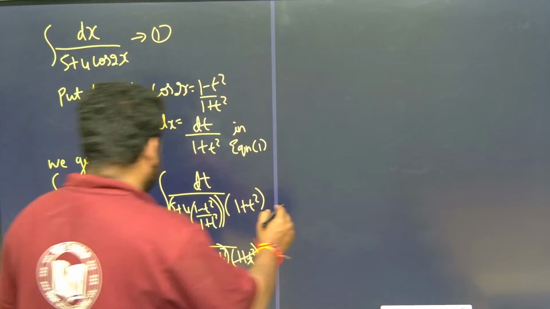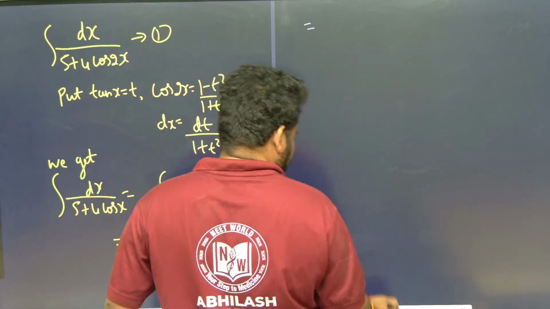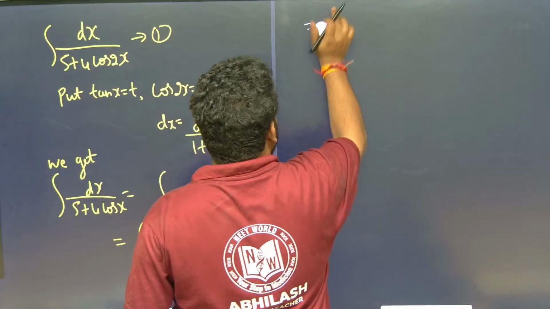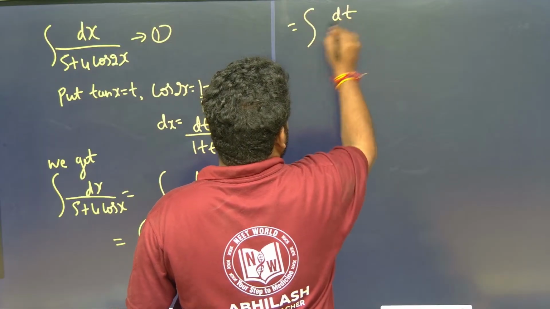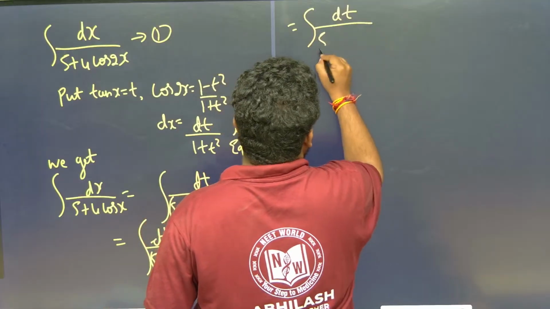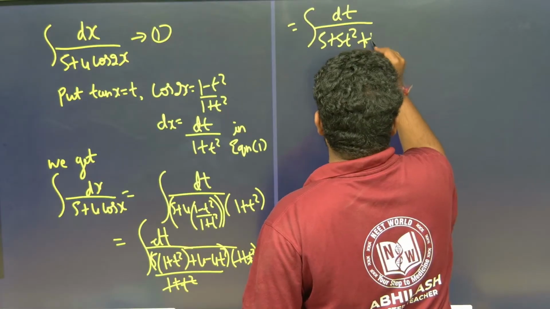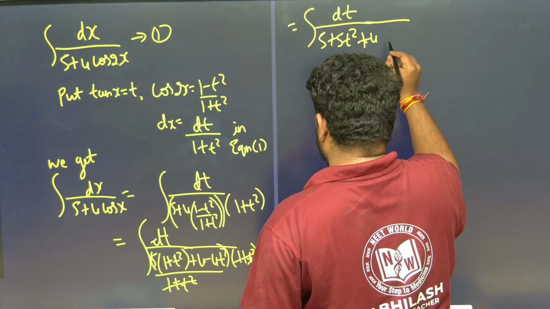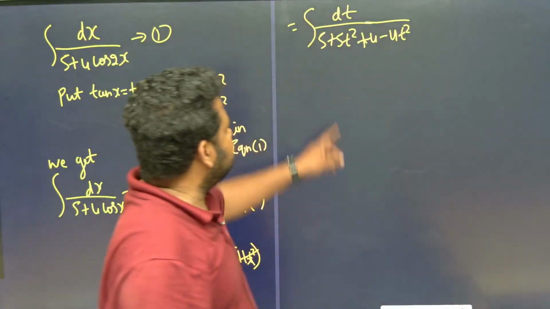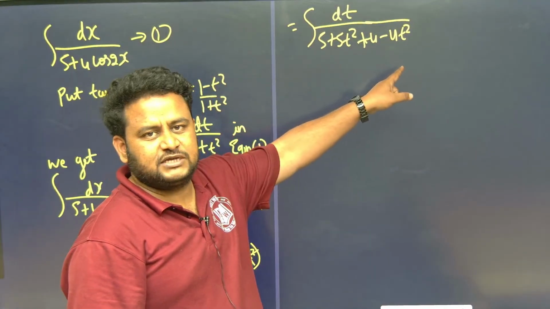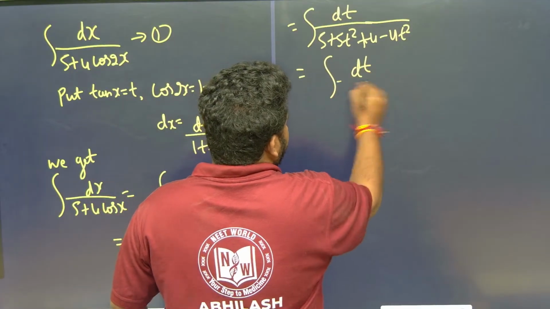Now I will be left with integral of dt by 5 into 1 plus t square, which is 5 plus 5t square, plus 4 minus 4t square. So 5t square minus 4t square is t square. This will be equal to integral of dt by t square plus, 5 plus 4 is 9.